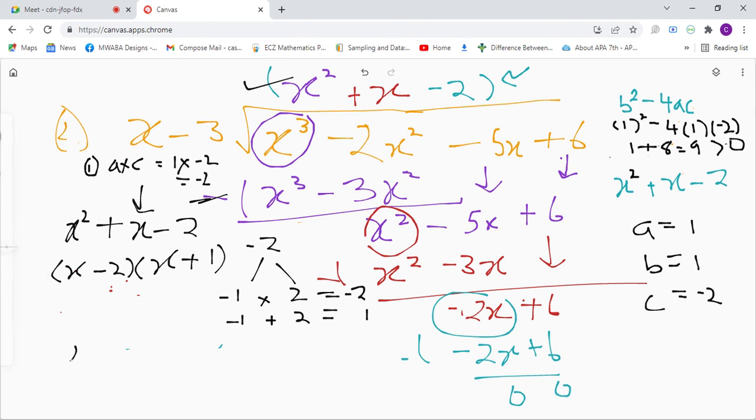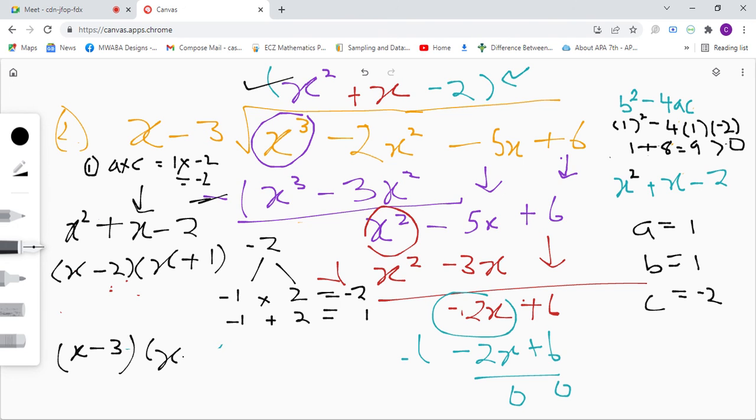Our answer is going to be x minus 3, x minus 2, and x plus 1. Okay, so we've completely factorized this polynomial here.